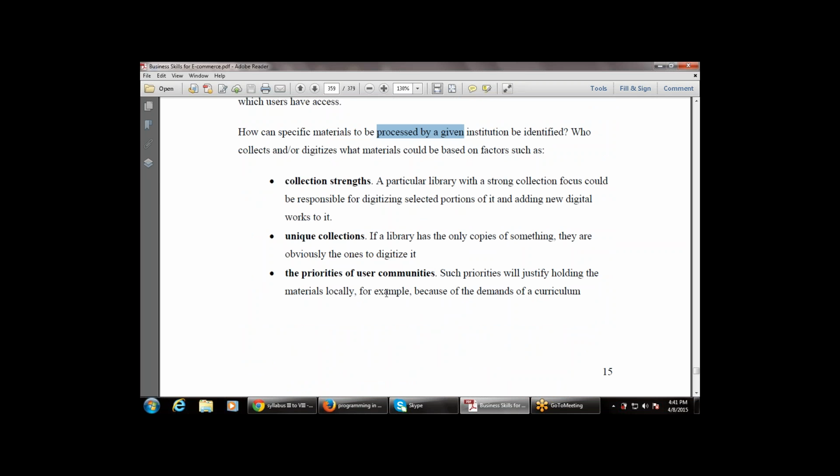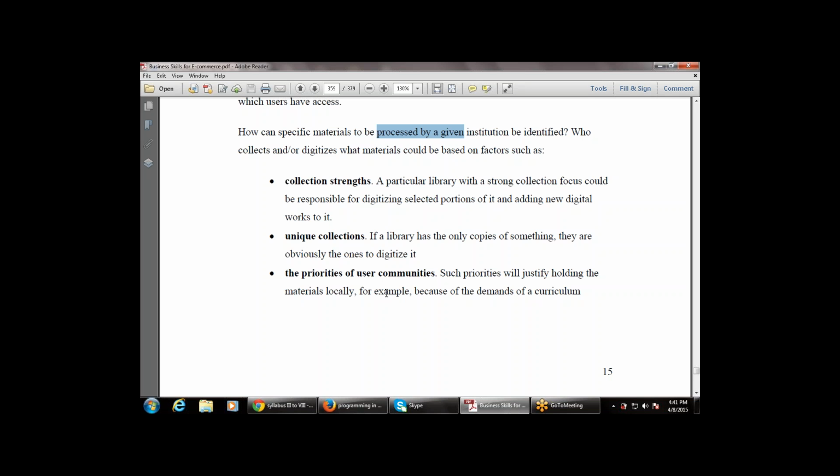So what types of factors affect the digital libraries? One is collection strength. Collection strength means the main focus is on adding to the digital library, that is, how to work on the digital libraries. Then unique collections. When collecting the data, the same data should not be repeated again and again. No, the data will be unique, a unique collection of the data.